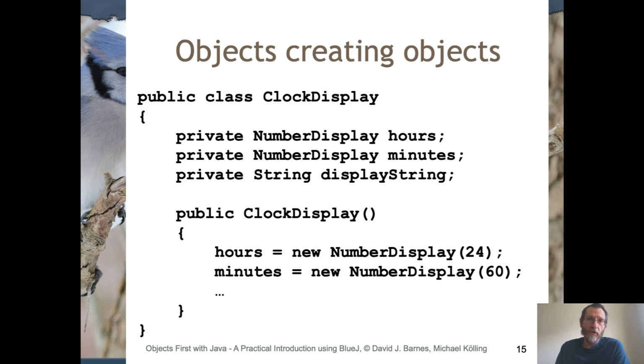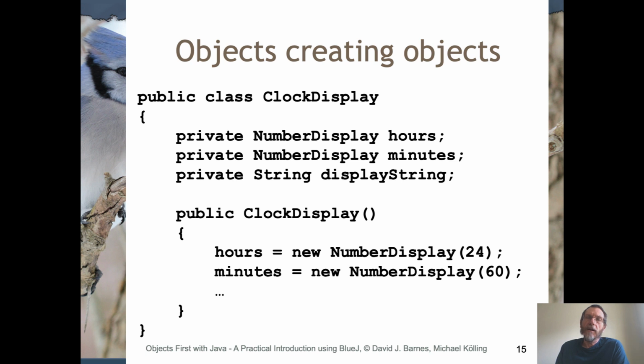The creation of those objects, hours and minutes, happens inside the constructor here. In order to create an object, we always need to say new and then the type of object we want to create. So inside the body of the constructor, we indeed see two statements: the creation of one number display object to store the hours and another number display object for the minutes.